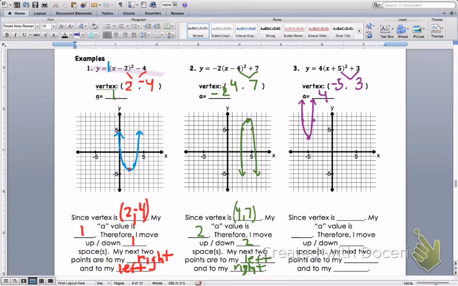So I have my parabola. Let's fill in the blanks at the bottom. Since my vertex is -5, 3, my A value is 4. Therefore, I move up and down 4 spaces. My next 2 points are 1 to the left and 1 to the right. And that's just the general idea of how we graph in vertex form. One more time as a recap: this form is actually the easiest of the 3 since you're given the basic information you need to graph those 3 points quickly and get them on the grid.